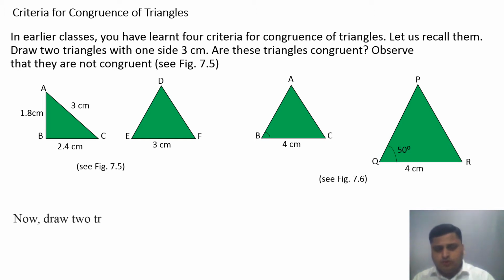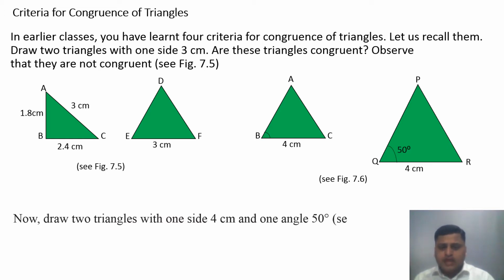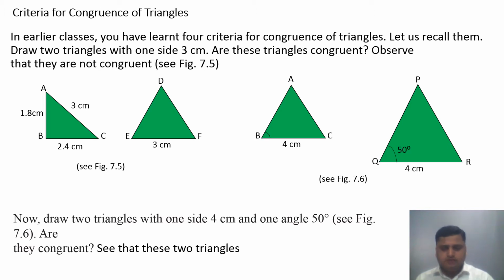Now see one more case. In figure 7.6, what do you observe? We have again drawn two triangles with one side equal to 4 centimeters and one angle equal to 50 degrees. What do you observe? Are these two triangles congruent? No, these two triangles are also not congruent.